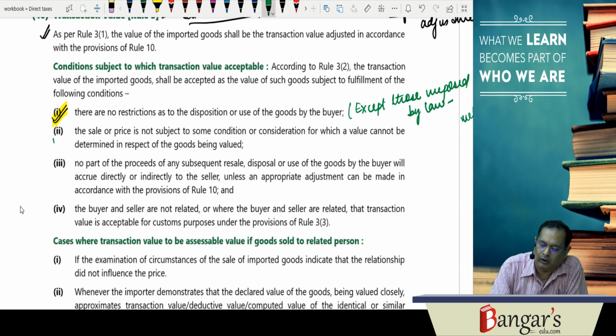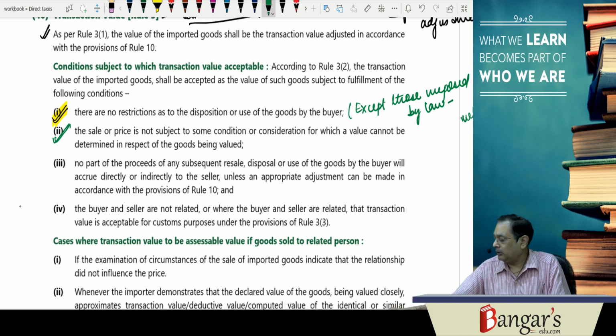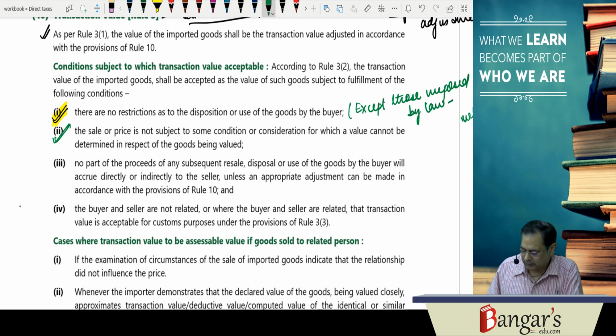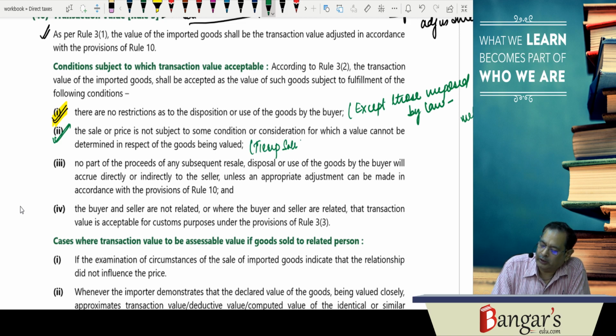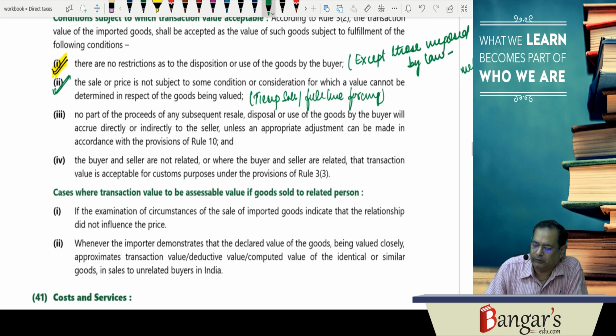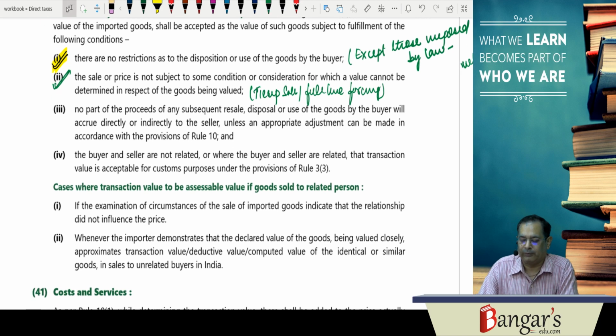Then the sale or price. Second one is, the sale or price is not subject to some conditions or considerations for which the value cannot be determined in respect of the goods being valued. There must not be any tie-up sales, or full line forcing. So the sale or price must not be subject to some condition or consideration for which the value cannot be determined in respect of the goods being valued.